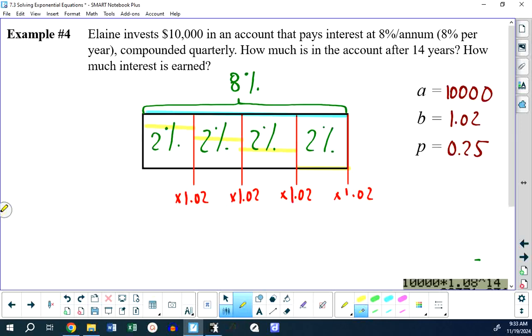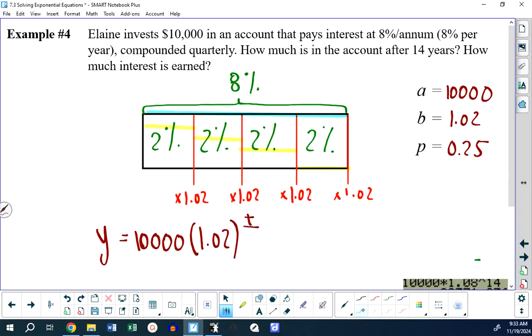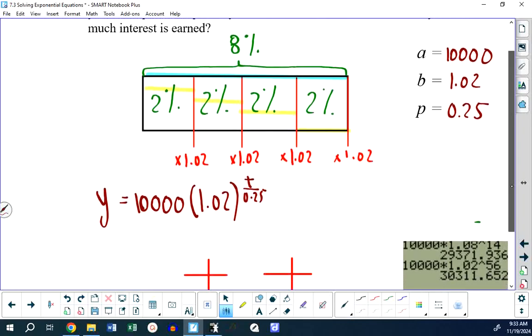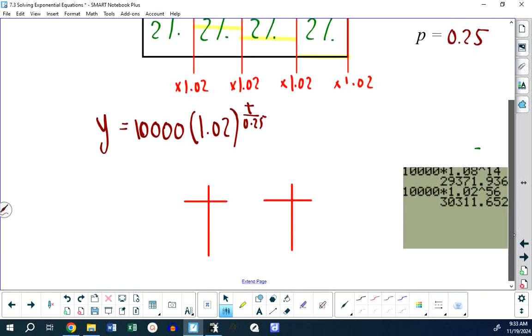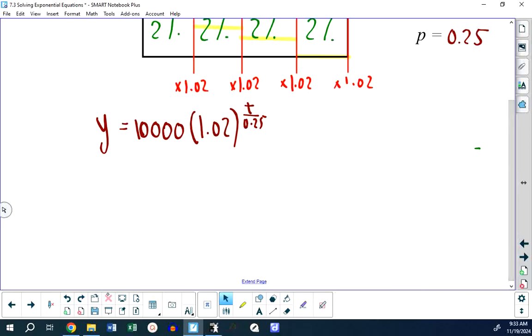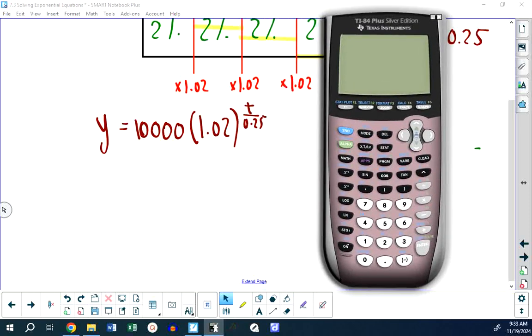So here is the equation for Elaine. Her investment is 10,000, A, multiplied by 1.02 raised to the T over 0.25. If we want to find her investment after 14 years, we just need to put 14 into that equation. I'm not going to write that down. I will just show it up here.